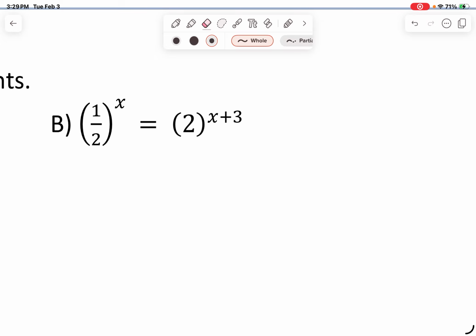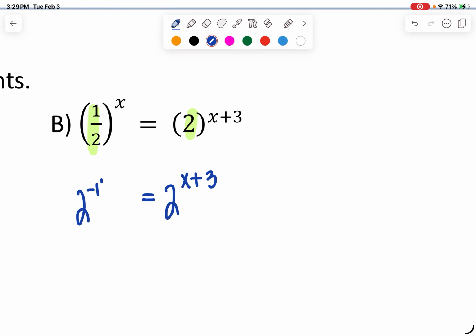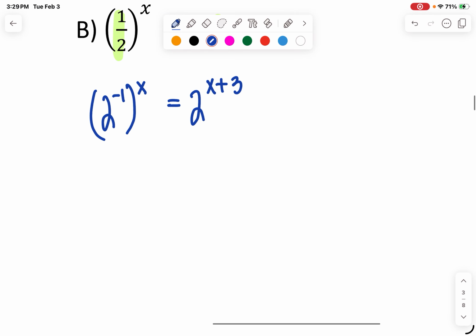1/2 to the x power is equal to 2 to the x plus 3. So if you look at the bases, we want to rewrite them as the same base. They both can be rewritten as a base of 2. The right-hand side already has a base of 2, 2 to the x plus 3. The left-hand side, 1/2 could be rewritten as 2 to the negative first power. And then we have that to the x power. Power to power, multiply your exponents. So we have 2 to the negative x, or negative 1x, is equal to 2 to the x plus 3.